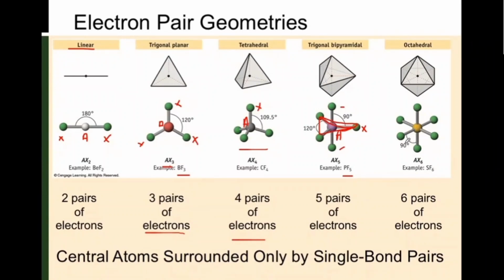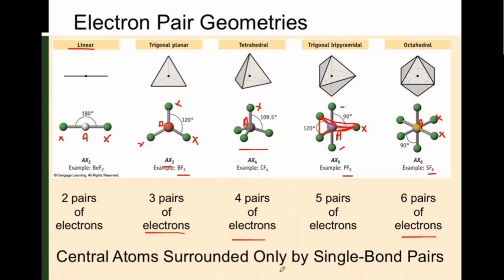And then octahedral, this is a very important structure. It has 6 pairs of electrons. An example is AX6, such as SF6. So we have A in the middle again, as always, and then we have the X groups here. Like that. So octahedral shapes then have a polygon that looks like this. It's an 8-sided polygon.